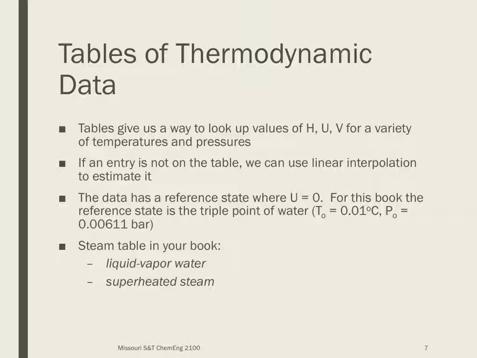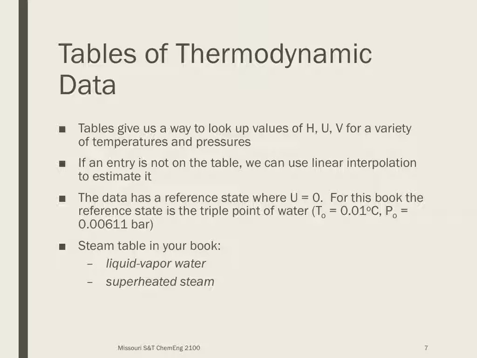And finally, what I want to talk about is tables of thermodynamic data. A lot of the material that you're going to study is going to be on substances that are very well studied. And so we can look up values that people have measured historically for H, U, and specific volume, for a wide variety of temperatures and pressures. And if an entry doesn't show up on the table, you can use linear interpolation to estimate it. And we covered that back in Unit A.